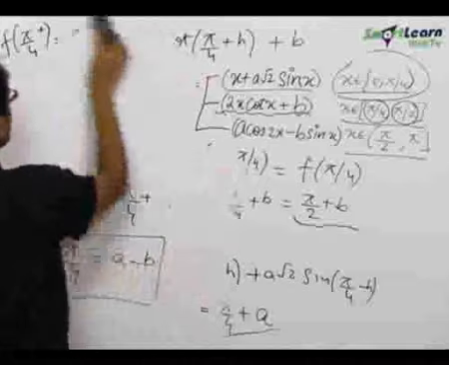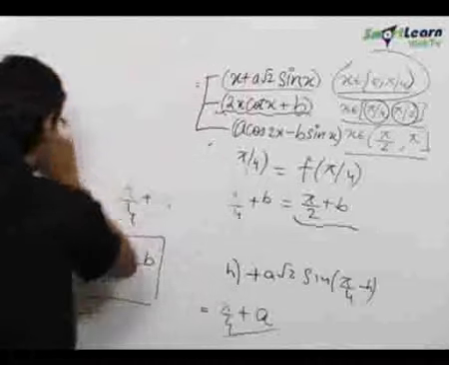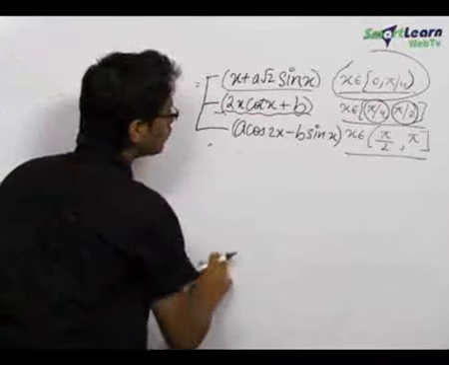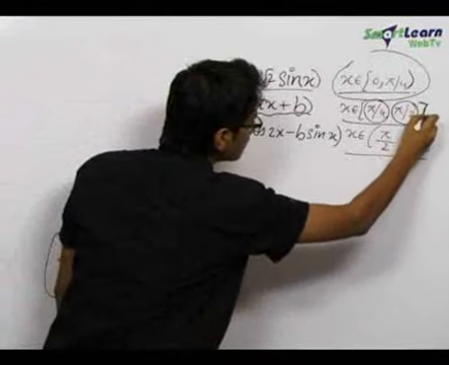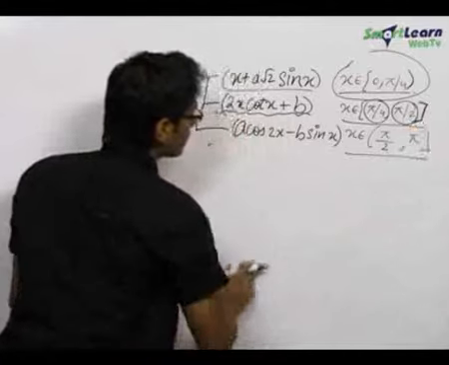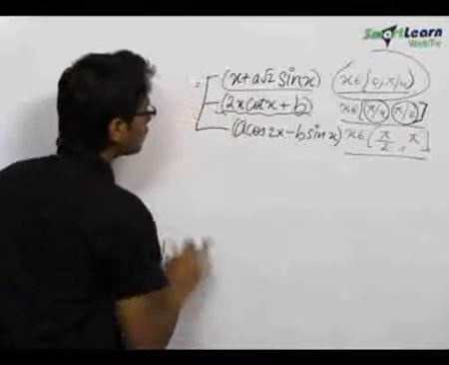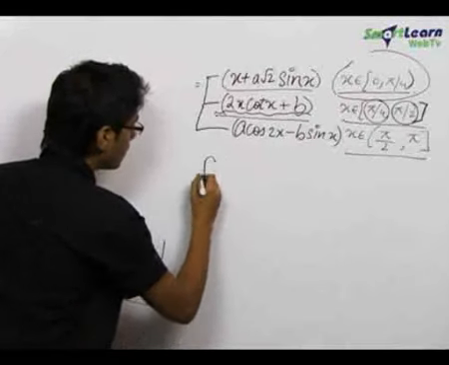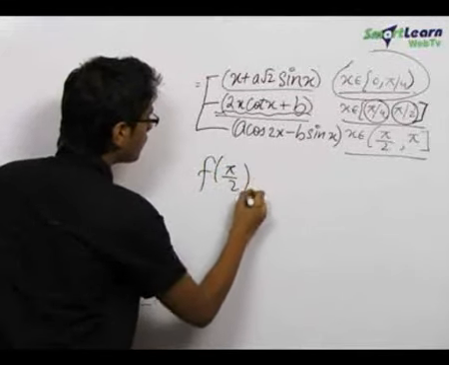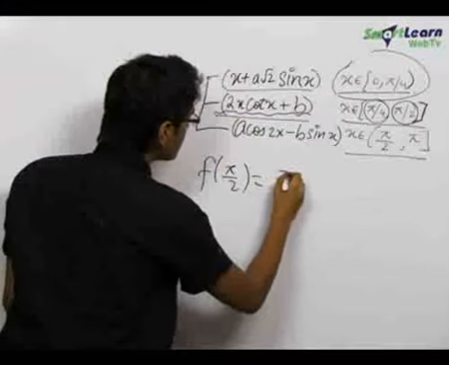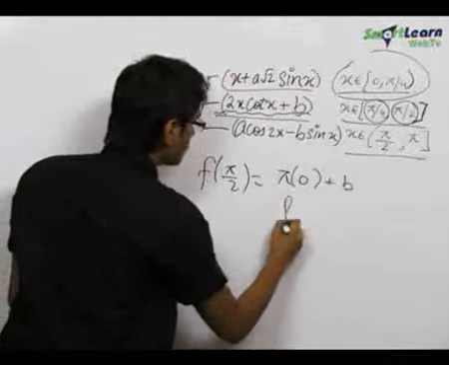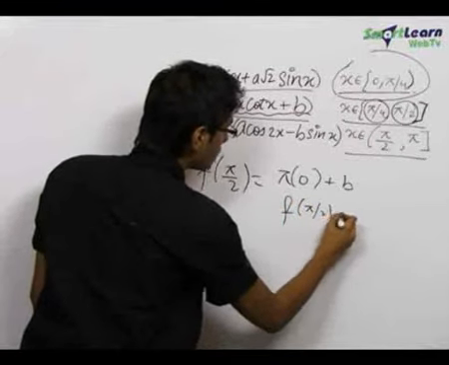Now we do the same calculations for x equals pi by 2. First of all, we will find out the value of the function at x equals pi by 2. Since the closed interval is this, the value at x equals pi by 2 will be obtained by putting x equals pi by 2 in this equation. f(pi by 2) is equal to 2 into pi by 2, which is pi, cot pi by 2 is 0, plus b. So f of pi by 2 is equal to b.